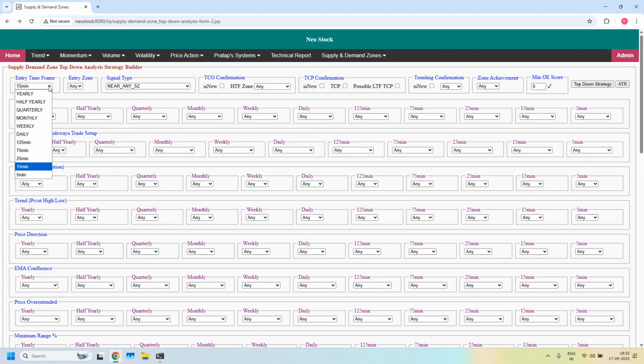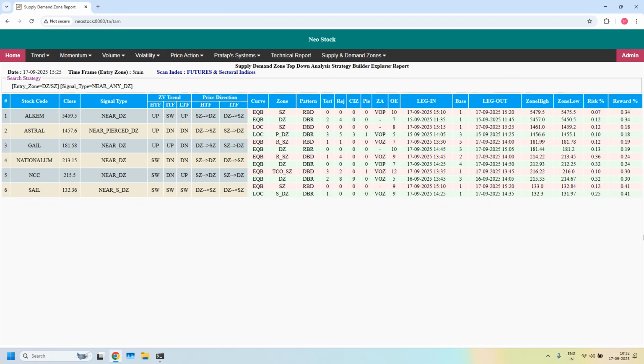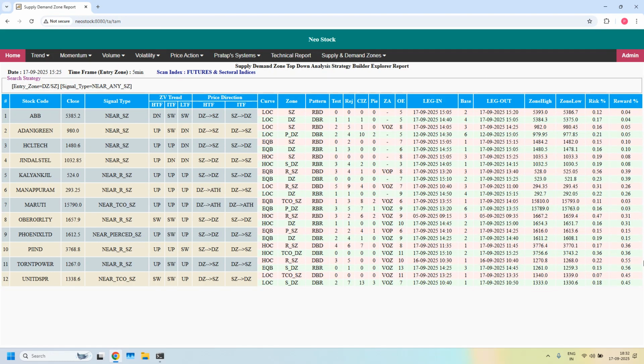Next time frame is 5 minutes. Stocks near the 5 minutes demand zone, we got 6 stocks. Next, stocks near the 5 minute supply zone, we got 12 stocks. So this is about stocks near demand and supply zones for different time frames.